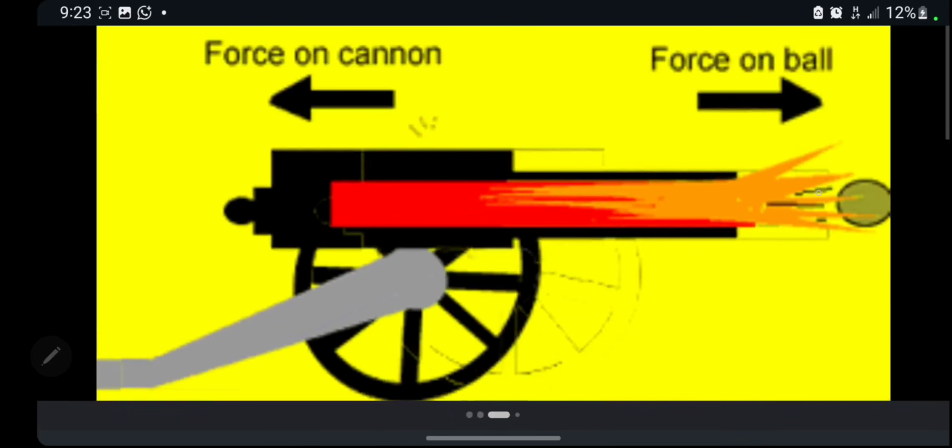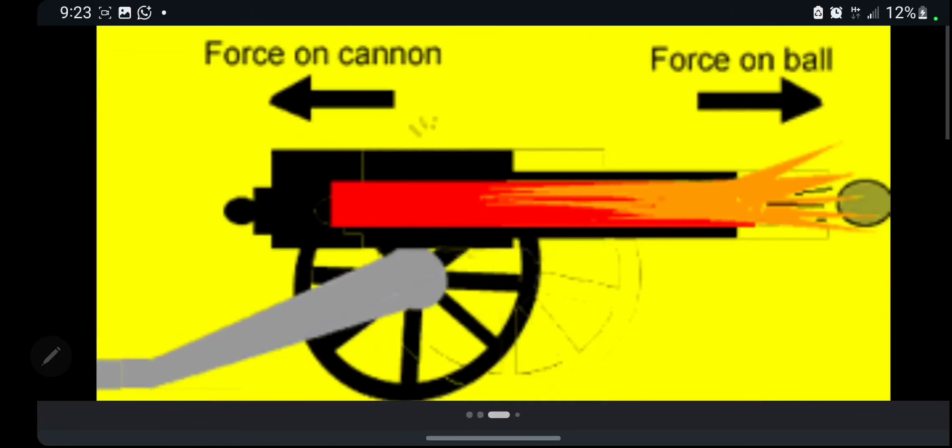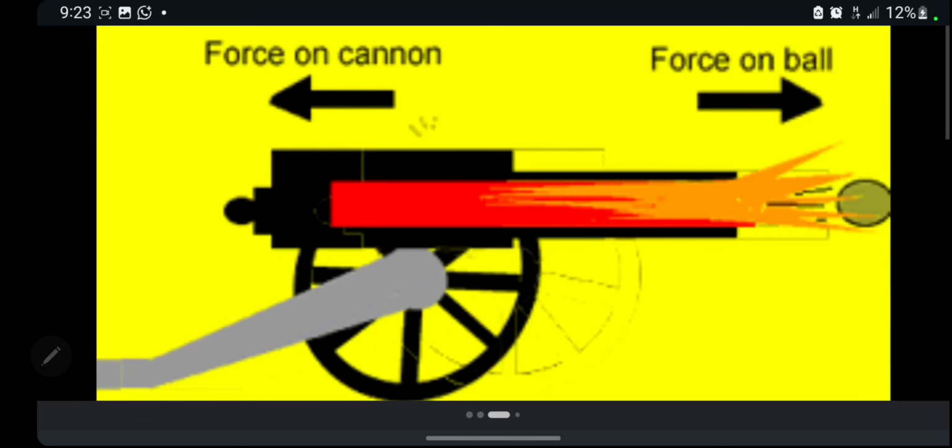So as you can see, when it's fired, the cannon moves in the opposite direction like that. That is basically what goes on. So when fired, the cannon moves in the opposite direction. That is recoil. So let's now answer a question.